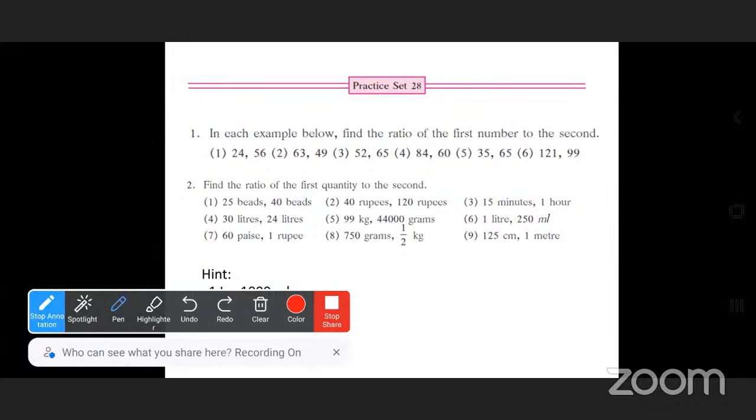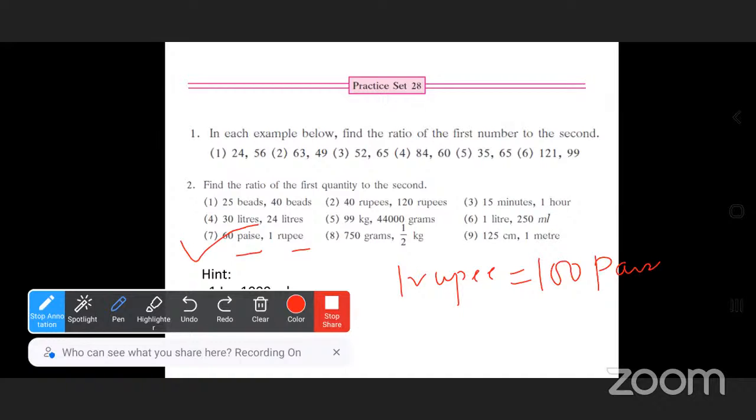See the 7th question again. 60 paise and 1 rupee. Again, the units are different, so you cannot find the ratio directly. So first convert 1 rupee into paise. So 1 rupee is equal to how many paise? How many paise? It is 100. 100 paise.